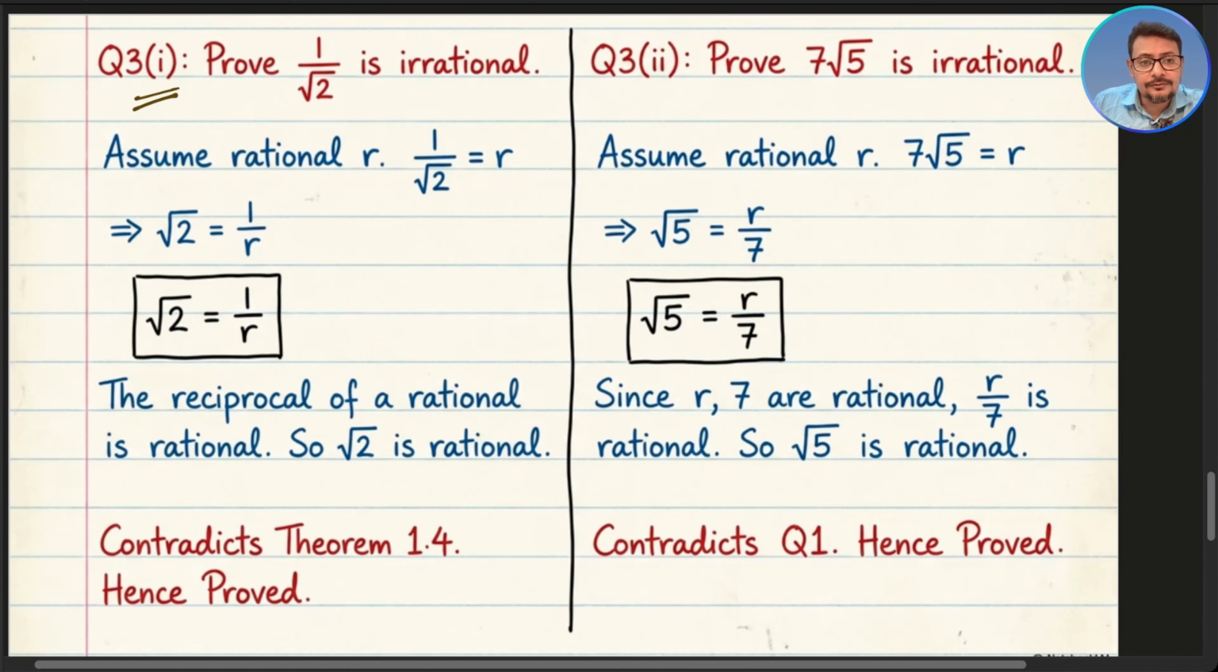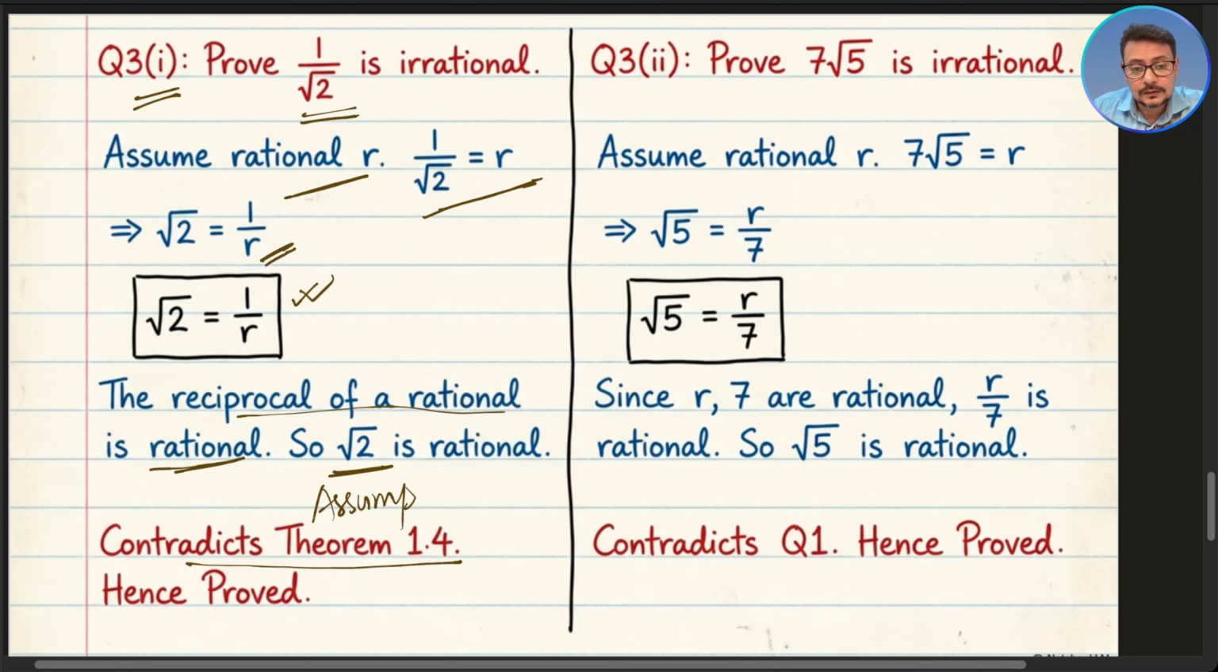First of question 3, where we have to prove 1 by root 2 is irrational. Again it's simple: we will take 1 by root 2 equal to r. Root 2 will become 1 by r, so r is taken as a rational number, and the reciprocal of a rational number is also rational, so root 2 is also rational as per LHS equal to RHS, which contradicts theorem 1.4. Therefore our assumption is wrong. Therefore 1 by root 2 is irrational, hence proved.